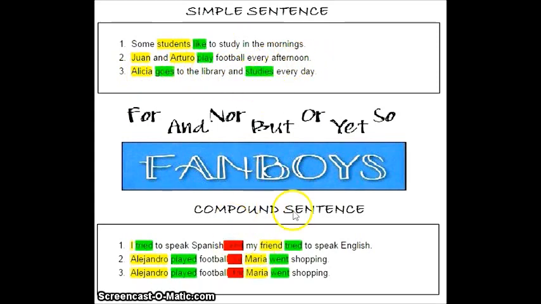Okay? So, moving on with compound sentences. A compound sentence contains two independent clauses joined by a coordinator. The coordinators are, if you remember, FANBOYS. FANBOYS mean for, and, nor, but, or, yet, and so. These coordinators are usually preceded by a comma. In these sentences, subjects are in yellow, verbs are in green, and coordinators and commas are in red.